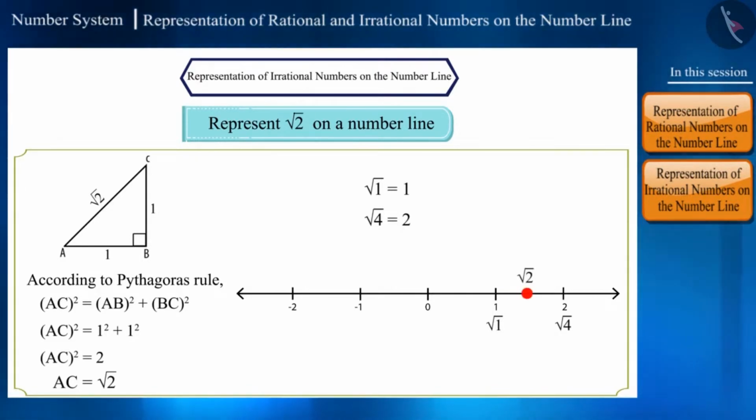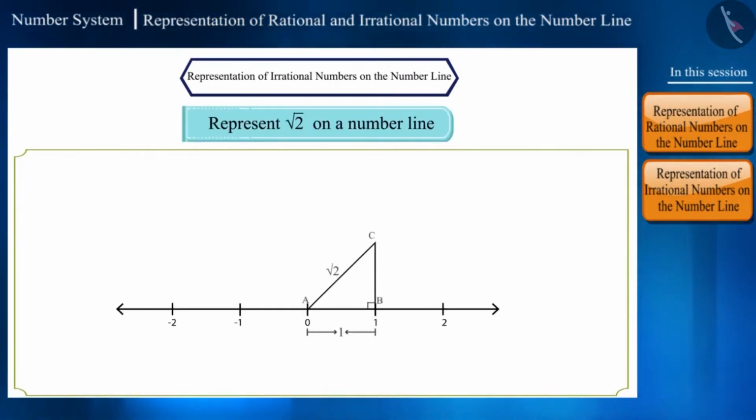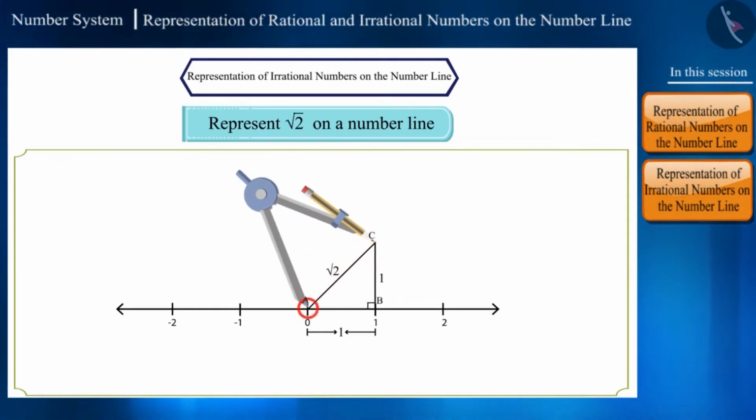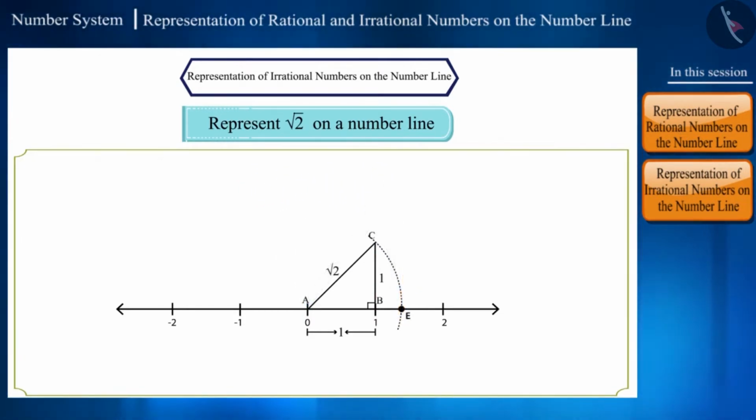Hence, if we have to represent root 2 on the number line, then we will have to construct triangle ABC in such a manner that point A will lie on 0 and point B will lie on number 1 on the number line. We will draw a perpendicular from point B of 1 unit length. So we get the length of AC as root 2. Measure the length of AC using a compass and draw an arc on the number line which cuts the number line at point E. Point E on the number line will represent the number root 2.